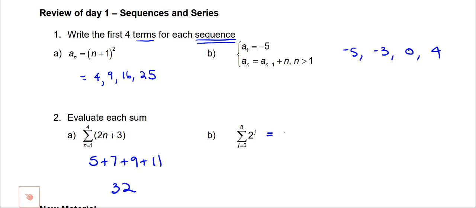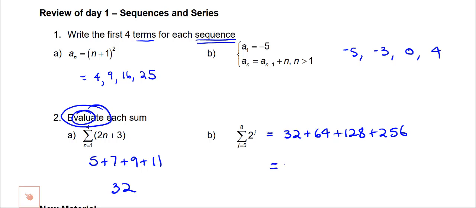And here we have, so 32, 64, 128, 256. And because it said evaluate, find the value, that means you have to add them, right? If it said expand or rewrite, you'd be done now, right? Anyway, did you get the answer for this? 480.